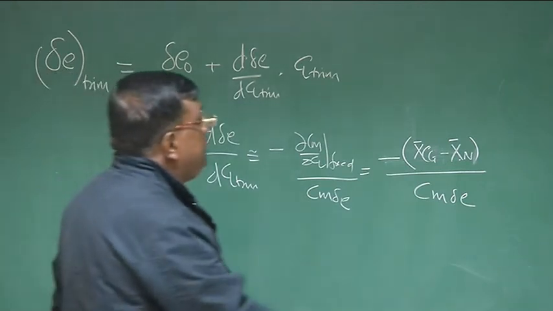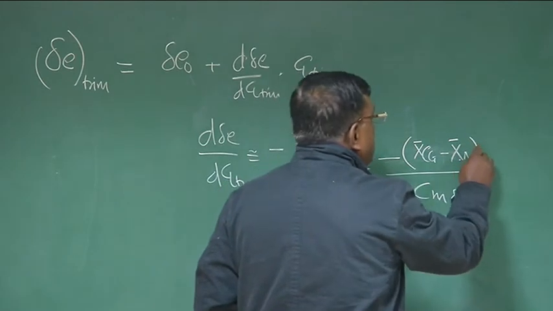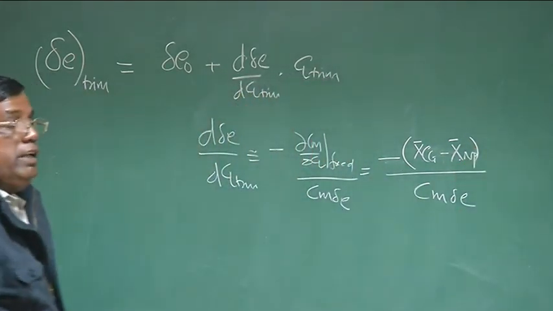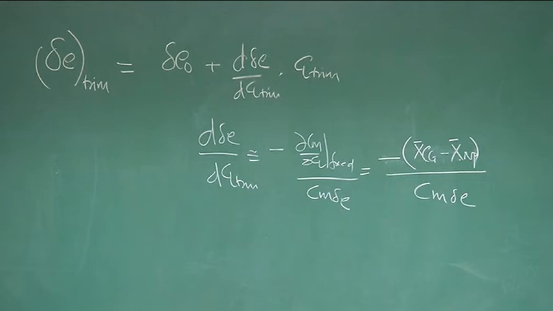I can write it as xnp. Please check what notation I am using. This is basically the neutral point. And by now you know the neutral point is that xCg location at which dCm by dCl will be 0.